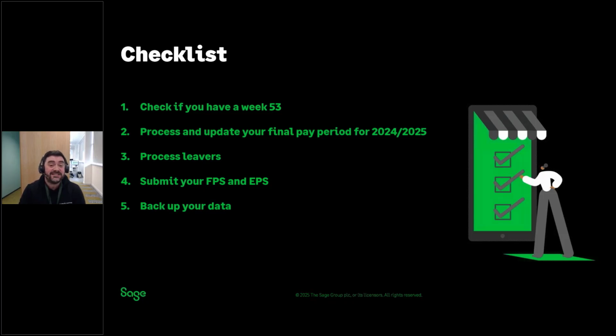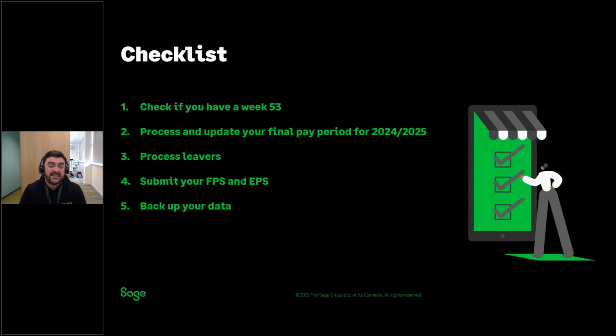Step 4 is to submit your FPS for your last pay date of the year, and if required, an EPS for month 12. And then step 5 in our checklist is to back up your payroll data. You can never have too many backups.